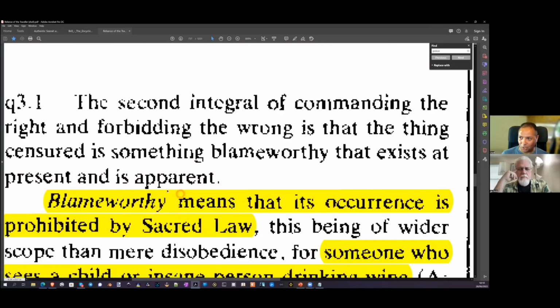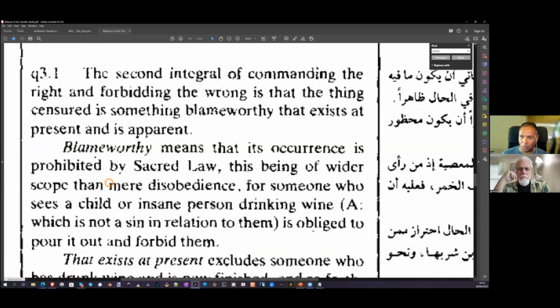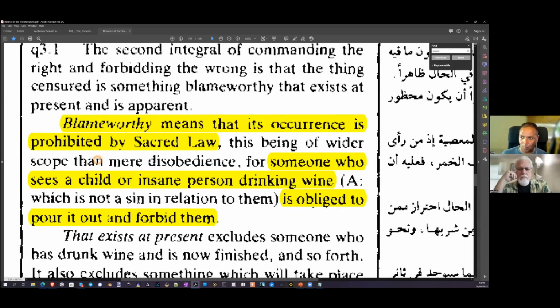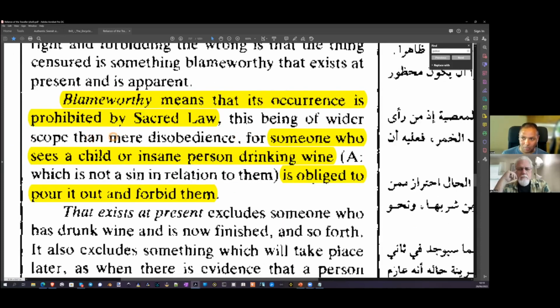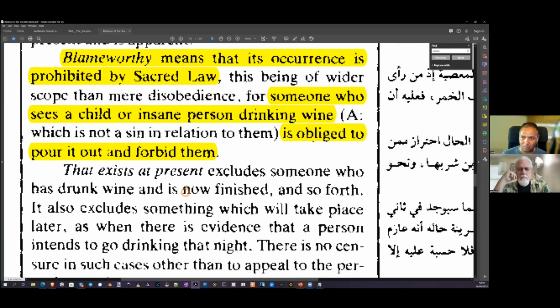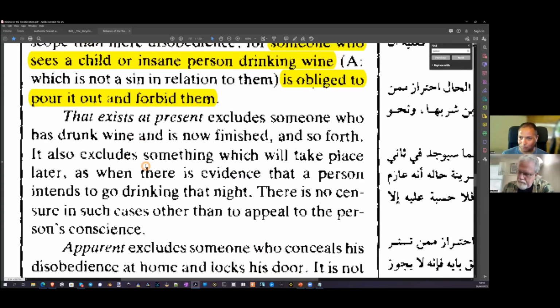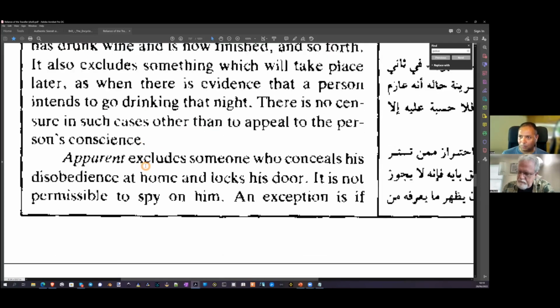Okay, so what may be censured? So, blameworthy means that its occurrence is prohibited by sacred law. This is of wider scope than mere disobedience, for someone who sees a child or insane person drinking wine is obliged to pour it out and forbid them. So you must grab the bottle, take their possessions, throw it out. Well, this will continue. Right?